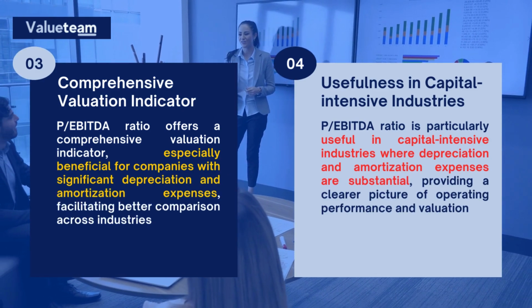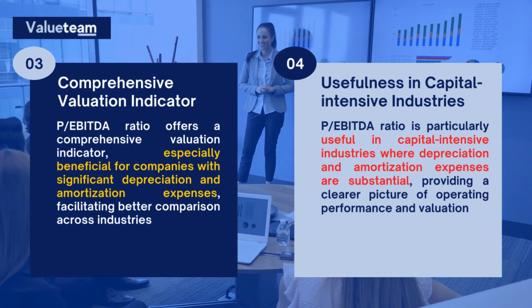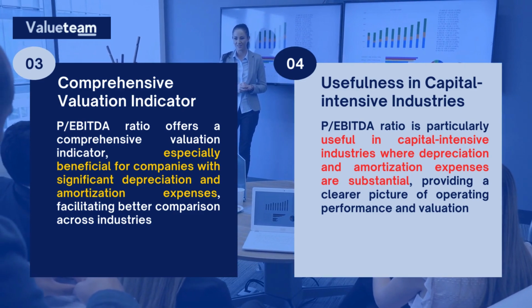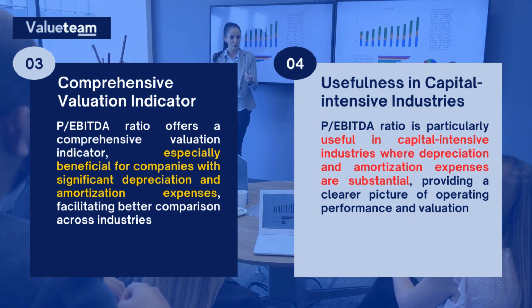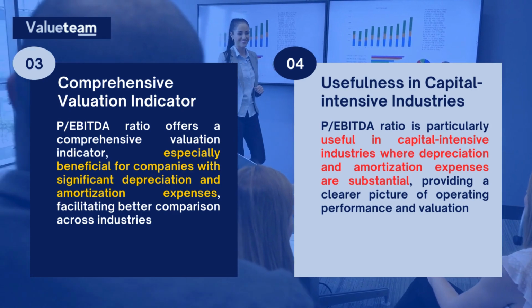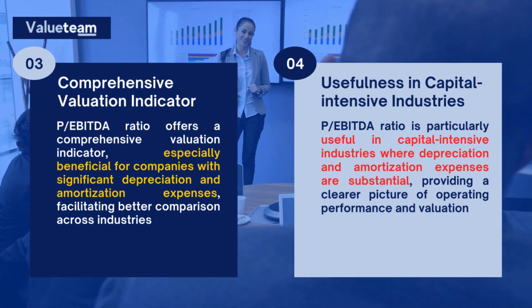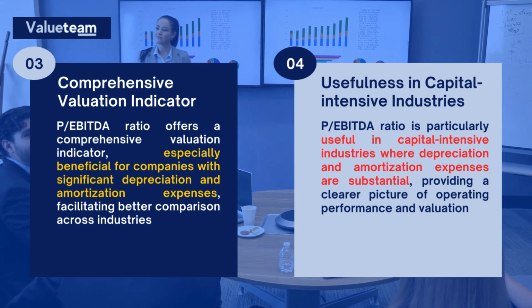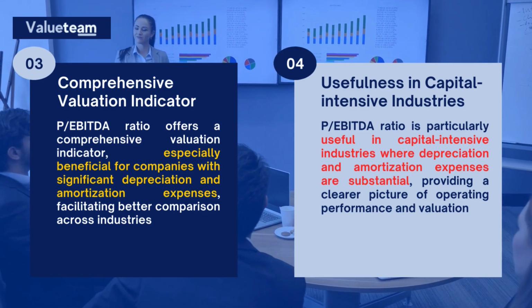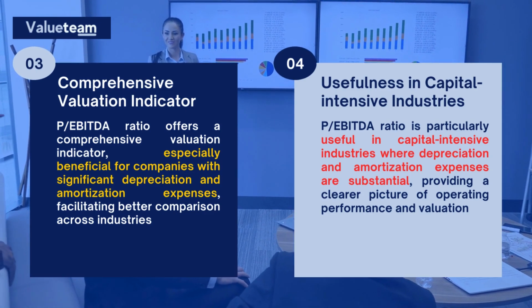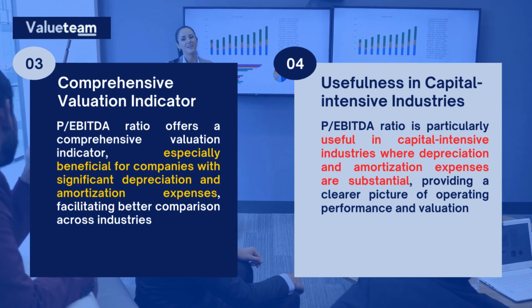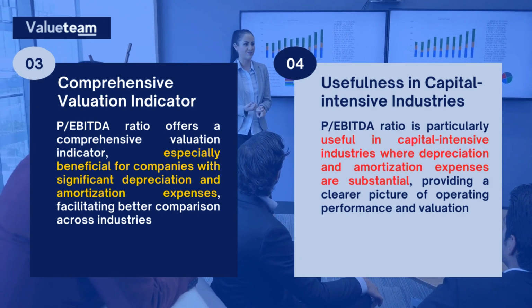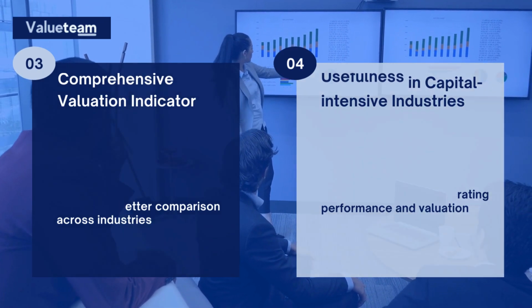P to EBITDA ratio offers a comprehensive valuation indicator, especially beneficial for companies with significant depreciation and amortization expenses, facilitating better comparison across industries. Usefulness in capital-intensive industries. P to EBITDA ratio is particularly useful in capital-intensive industries where depreciation and amortization expenses are substantial, providing a clearer picture of operating performance and valuation.